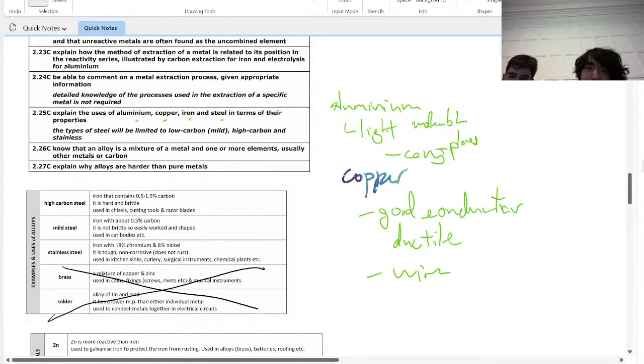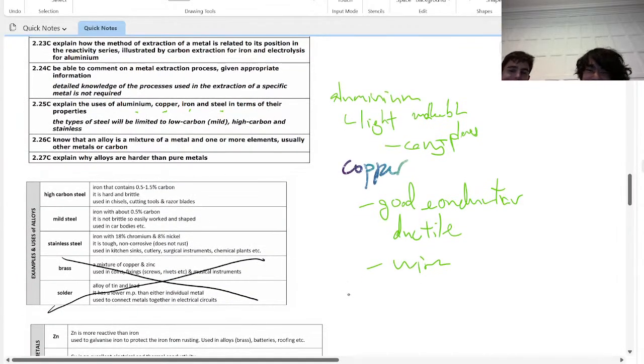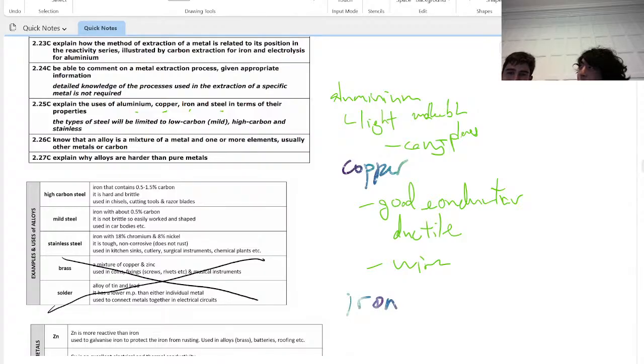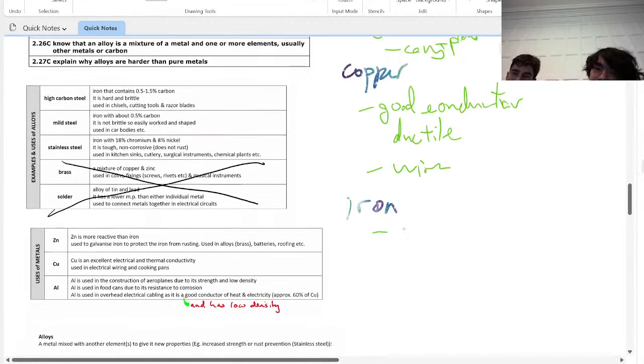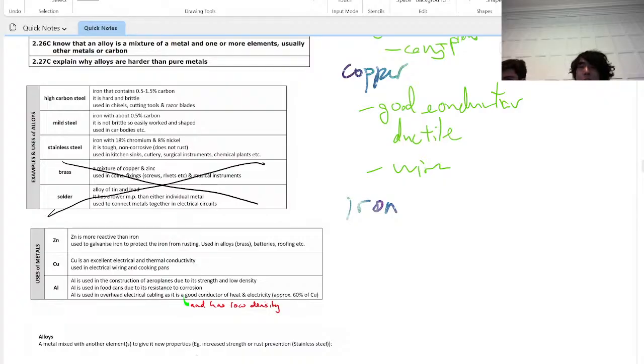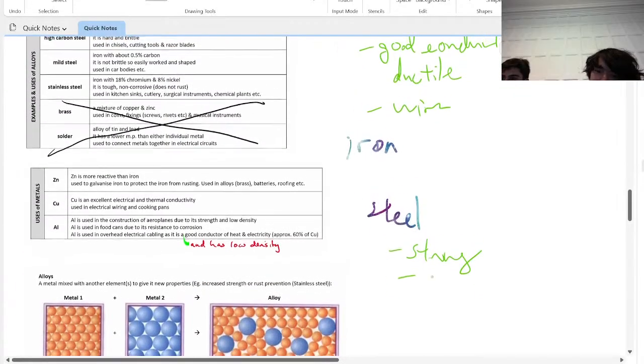Iron. Iron is cheap. Iron is used for nails and structures because it's strong. But usually they'll use iron for a rusting question. For iron rusting, you can't just write iron oxide. Write hydrated iron(III) oxide, because otherwise you don't get the mark. Steel is strong, so it's used for buildings.